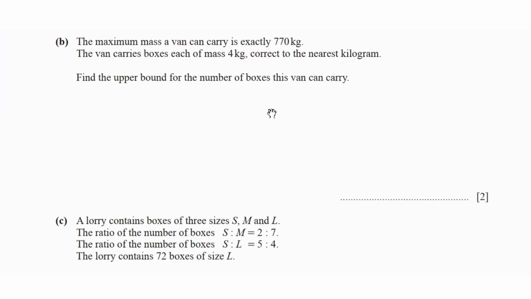Next part says the maximum mass a van can carry is exactly 770 kg. The van carries boxes each of mass 4 kg, correct to the nearest kilogram. Find the upper bound for the number of boxes this van can carry. So for that, what we're going to do is, the number of boxes will be found by dividing the mass of the van by the mass of the box.